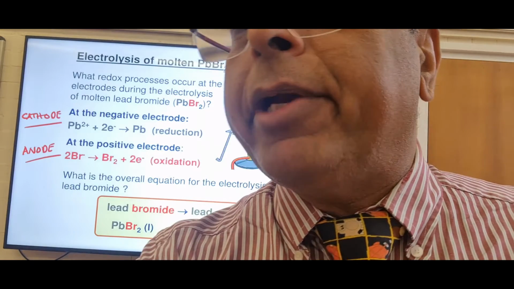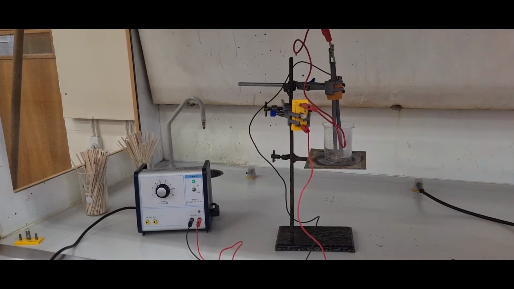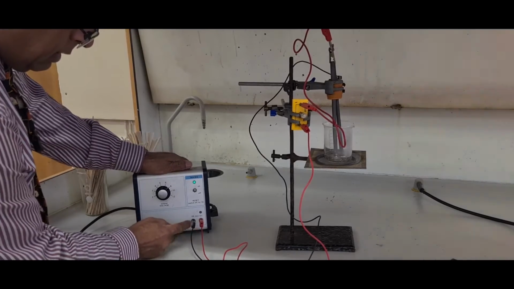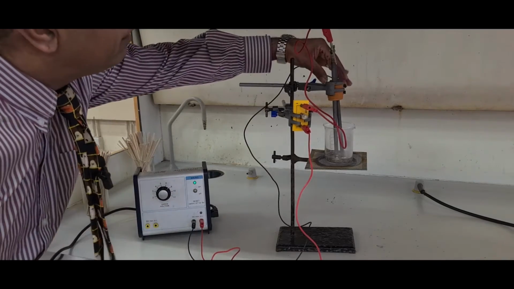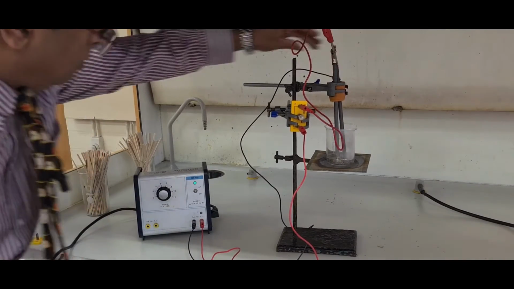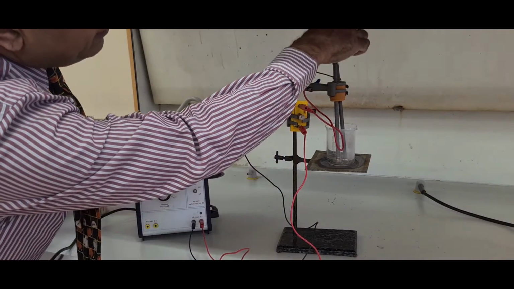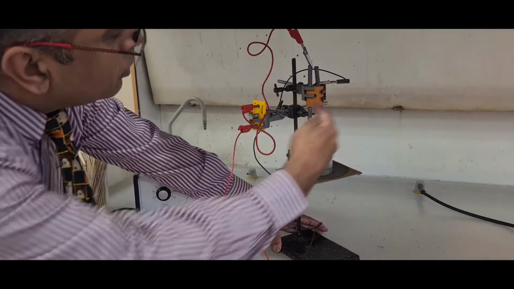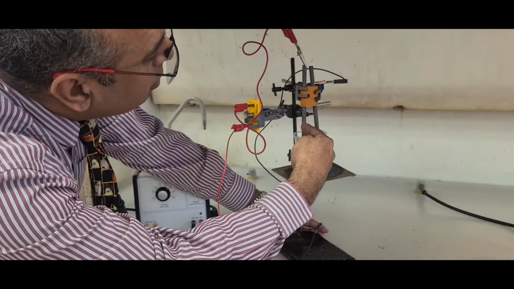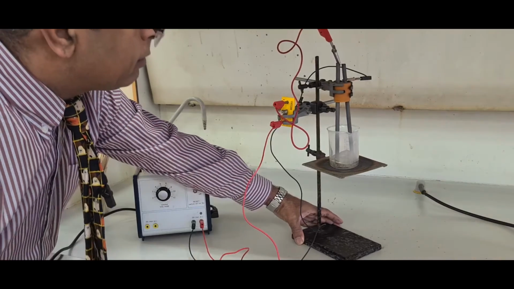Right, let's show you the apparatus. So this is the apparatus. We've got the negative here. This is the cathode. So that's on that side of the apparatus. This positive is going through a bulb and then connected here. So that's the anode. So cathode, anode. And this is lead bromide. Lead bromide, solid.